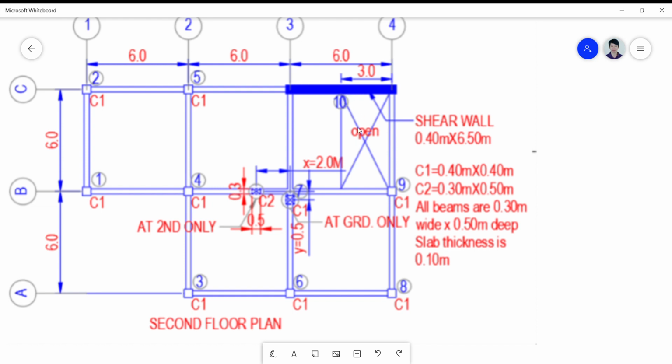And there's an opening here which is, I think, used for the purpose of a stair access from the ground to the second floor. And there's also a shear wall here which is 0.40 meters thick and 6.5 meters long.